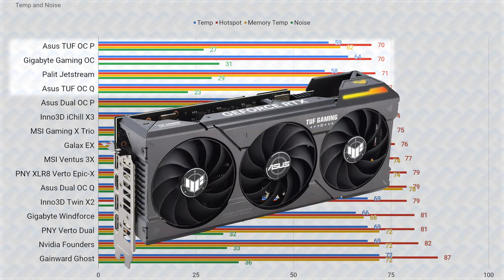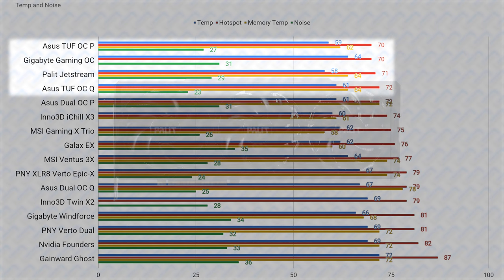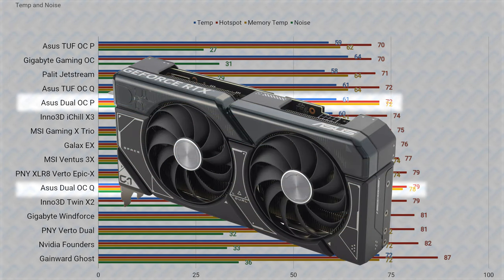The Asus TUF OC, Gigabyte Gaming OC, and the Pellet Jetstream run the coolest. But the difference can be seen in the noise levels, where the Asus card is 2 dBA quieter than the Pellet and 4 dBA quieter than the Gigabyte card. The Asus card can even drop 4 dBA lower while only increasing temperatures by 2 degrees, showing it has the most capable cooler of all.